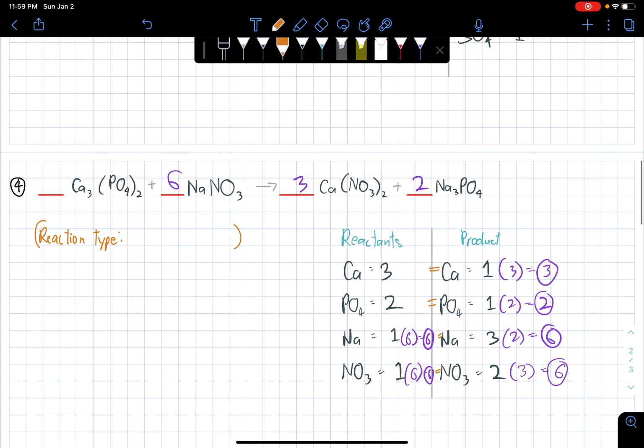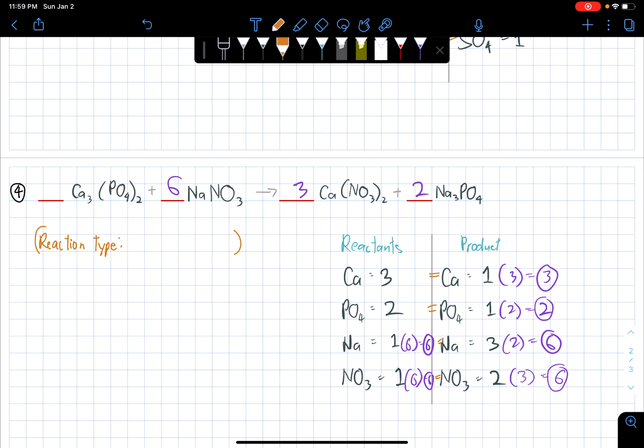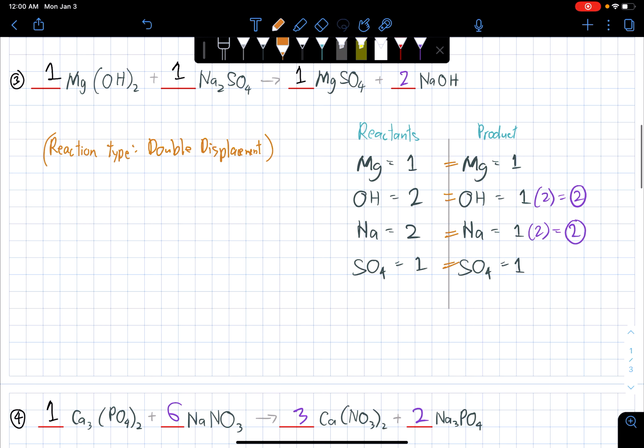So that's how you balance chemical equations for number 4. 6, 3, 2, coefficient here is 1. Reaction type, the same as number 3, double displacement.